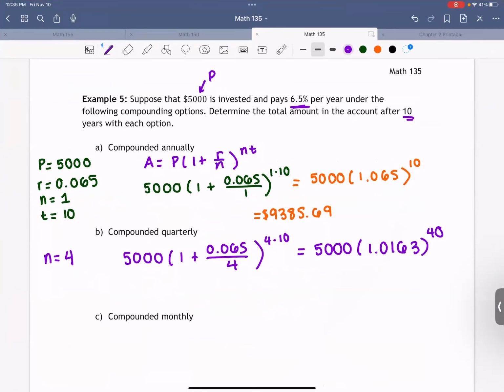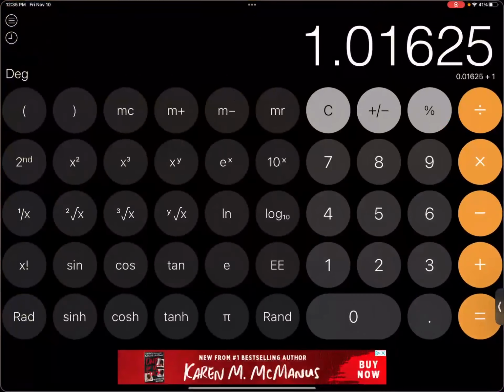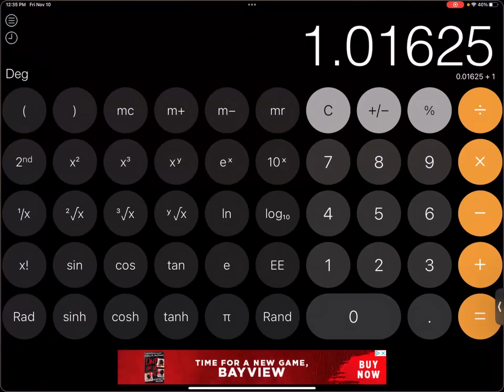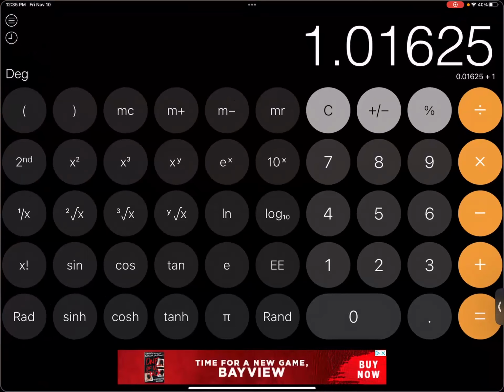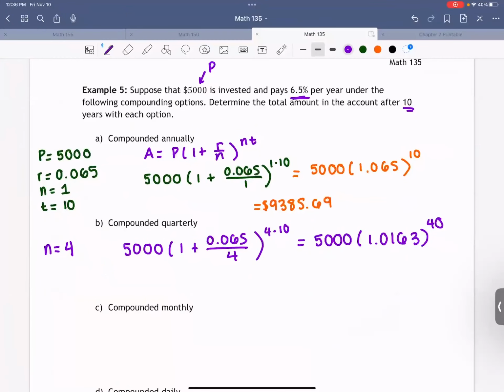Is that what you got? I did 0.065 divided by 4, which comes to 0.01625. Did you add it to 1? I added 1 to it, and it's 1.10. If you add 1 to 0.01625, it's just 1.01625. Yeah, that's what I have. I just rounded it differently. I put the 3. Okay. Oh, no, you're fine.